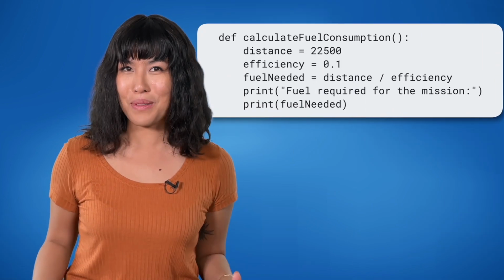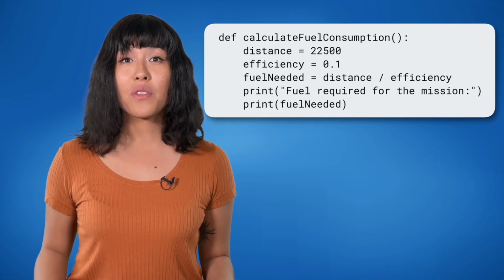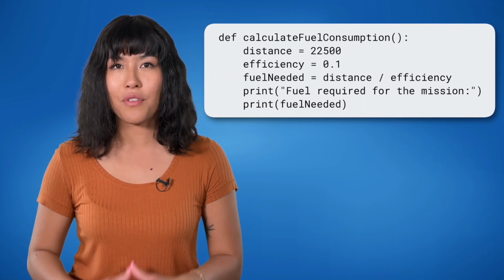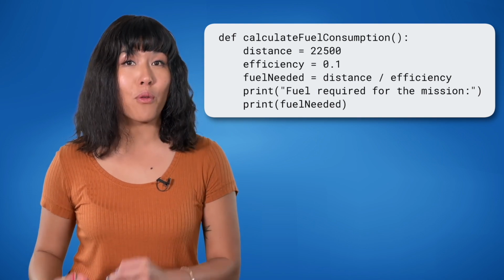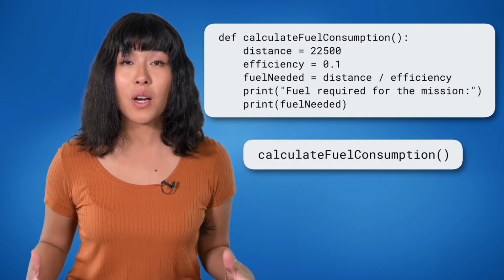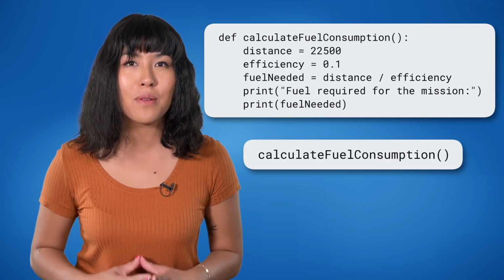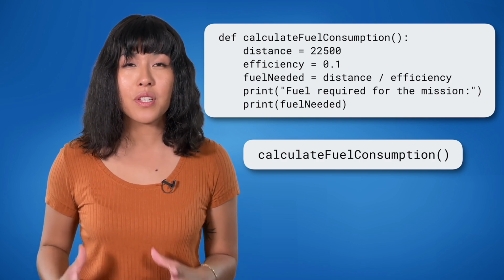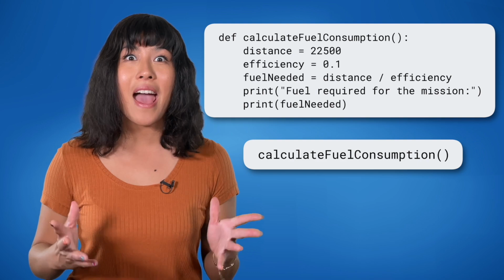Here is the completed code. We can call this function just by saying the function name followed by parentheses, just like this. This runs all of the code that's contained in the function body without requiring you to type out the entire code every time.